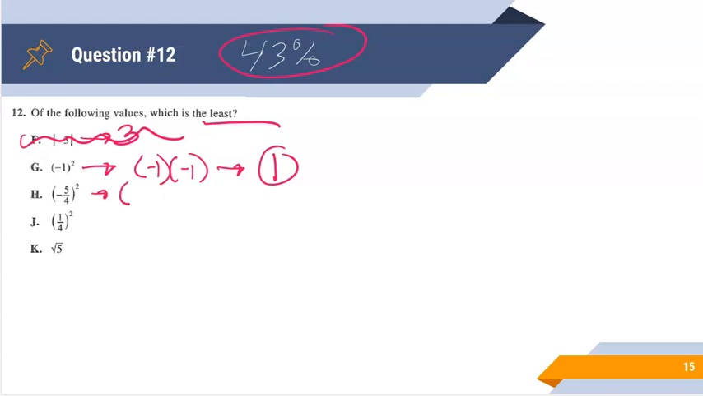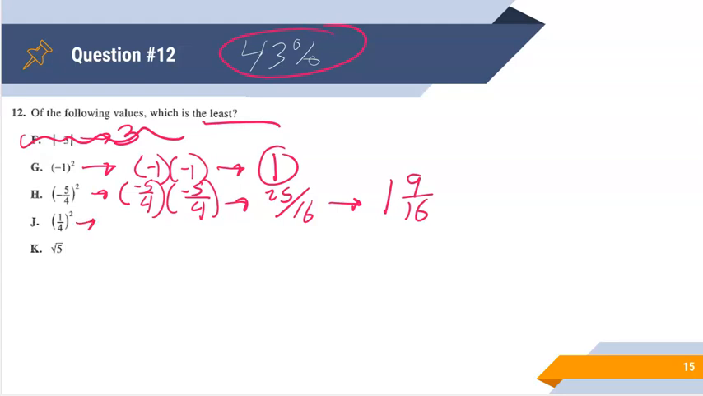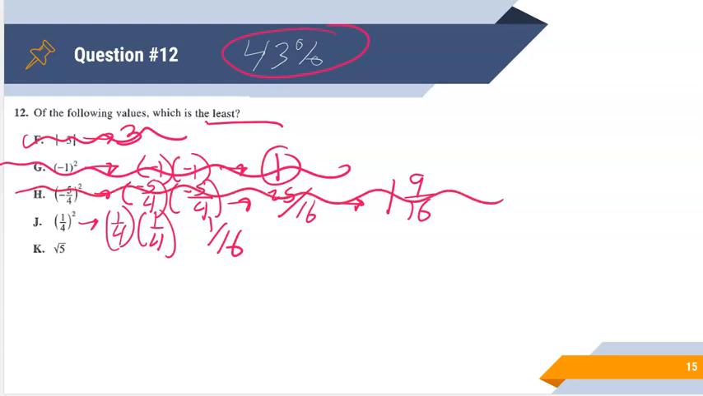Negative 5/4 squared means negative 5/4 times negative 5/4, which would be 25 over 16, which is 1 and, let's see, 9/16, I think. 1/4 squared is 1/4 times 1/4, which is 1/16, which is definitely smaller than everything so far. And then the square root of 5 on our calculator is about 2.23, so the answer is J. Just got to figure out what's what.